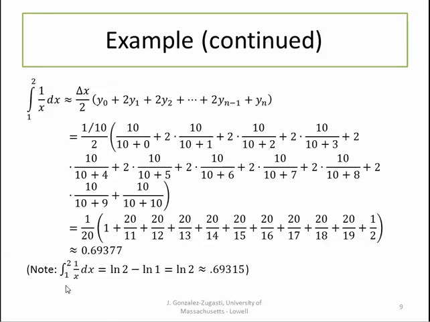Note that if we had gone through and integrated this like we knew we could, we would have gotten natural log of 2 minus the natural log of 1, which is about equal to 0.69315. So this is a pretty good approximation.